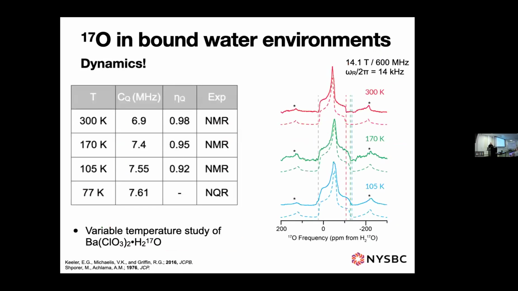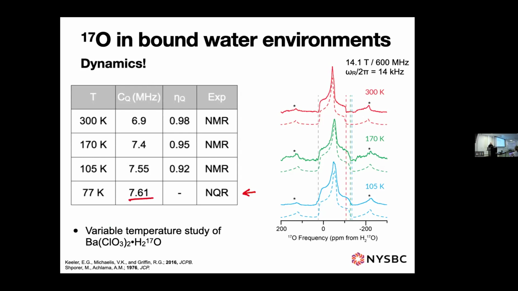So the next step is what happens if we cool it down? Well, it turns out that there's NQR data on this particular sample from 1976, operating at 77 Kelvin. With NQR we can only get the magnitude, so we don't have an asymmetry, but they said it was 7.6 megahertz quadrupolar coupling. So it's still not quite what you'd expect from quantum chemical calculations, but those are calculations done at 0K, with no thermal assumptions.